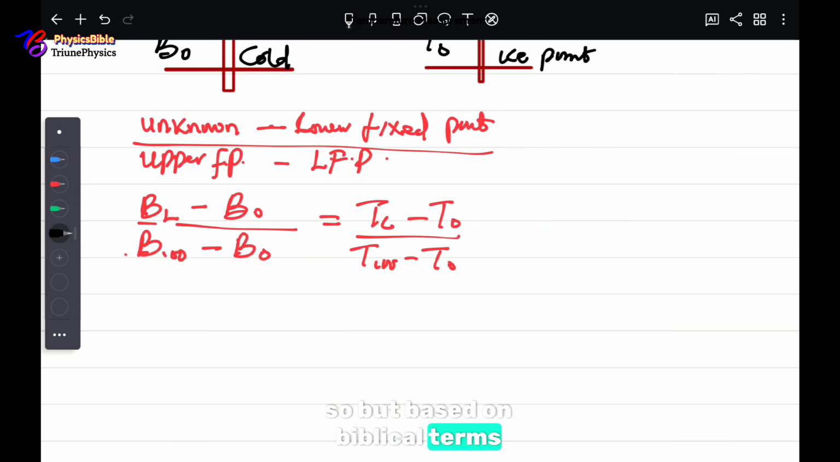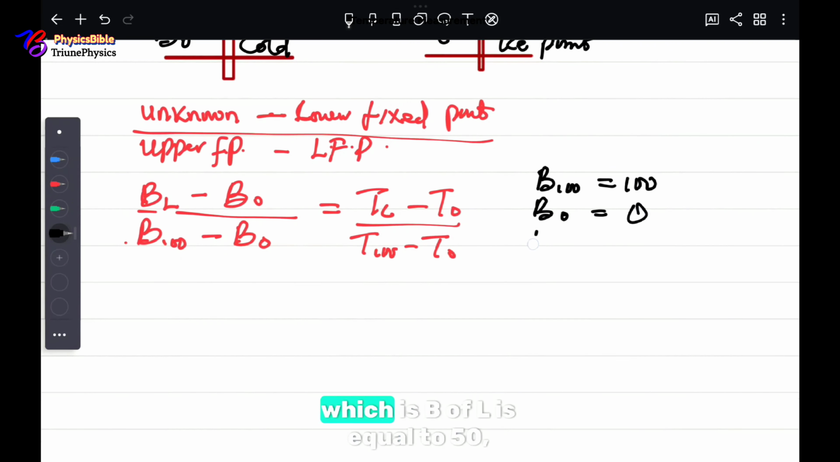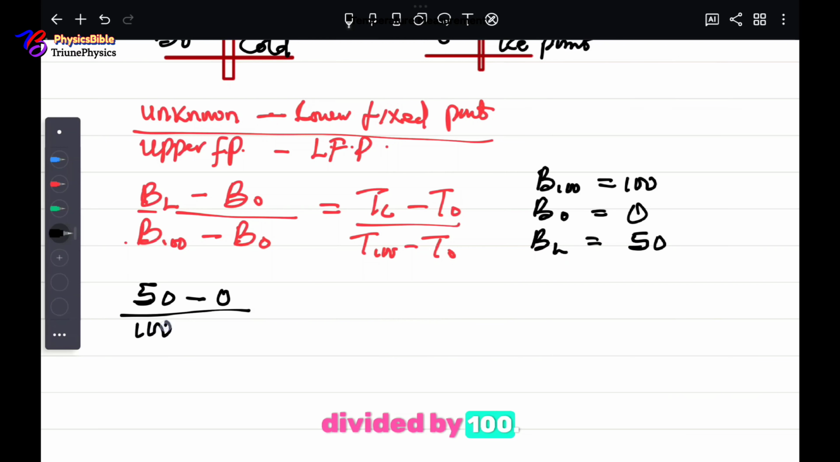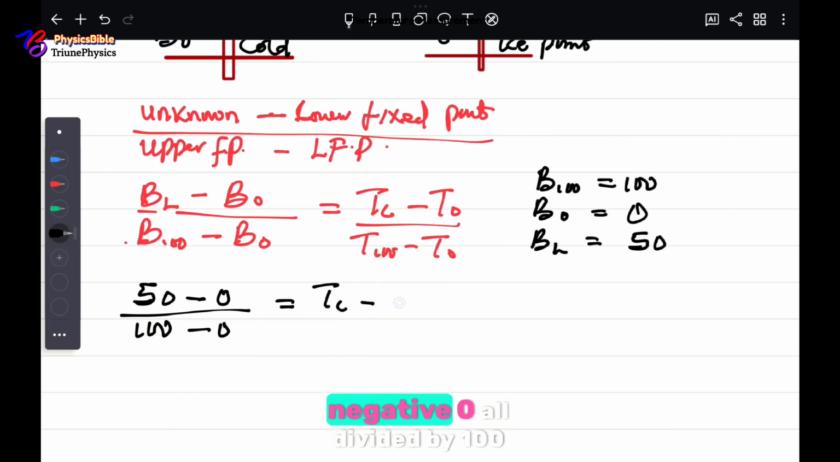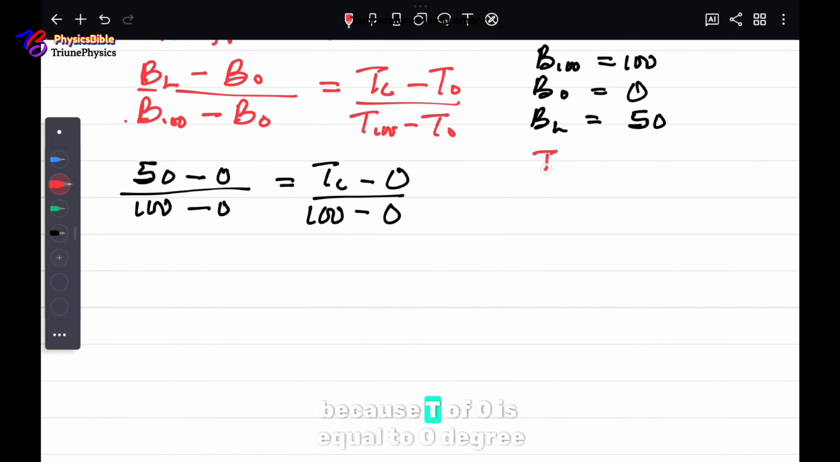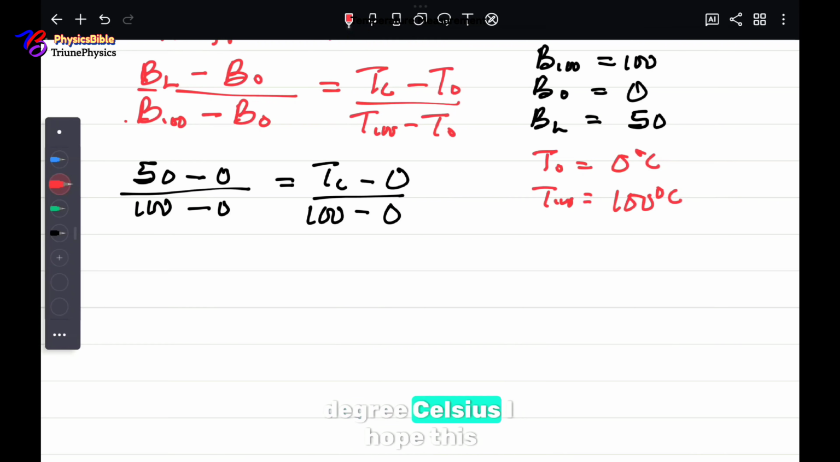But based on biblical terms, lukewarmness is the average value. So if B of 100 is equal to 100 and B of 0 is equal to 0, then lukewarmness, which is B of L, is equal to 50 because it's average. Are we here? Then let's substitute and convert to degrees Celsius. So we're going to have B of L, which is 50 negative 0, all divided by 100 negative 0, equal to T of C negative 0, all divided by 100 negative 0. Why? Because T of 0 is equal to 0 degrees Celsius and T of 100 is equal to 100 degrees Celsius. I hope this is clear to you.